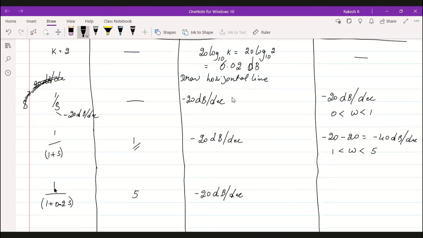Now for the next one, that is 1 divided by 1 plus 0.2s, the corner frequency is 5 and the contribution is minus 20 dB per decade. So you need to take the last resultant slope, that is minus 40 dB per decade, and add the next contribution, minus 20. At the end, we'll get a minus 60 dB per decade line. Now the range will be 5 less than omega, from this corner frequency 5 onwards.